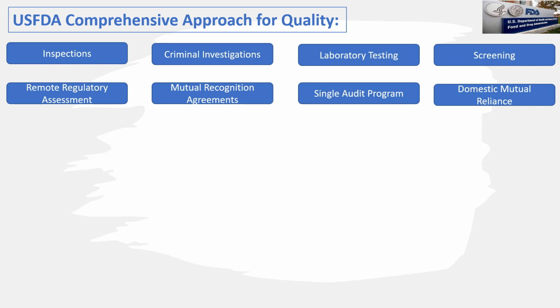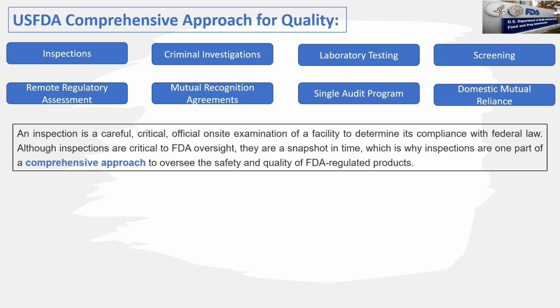Okay, so now we go into the details of the inspection part. In this presentation, we'll be focusing mainly on the inspection. So the US FDA states an inspection is a careful, critical, official on-site examination of a facility to determine its compliance with the federal law. The federal law is CFR, that is 21 CFR Part 211 and the other related parts.